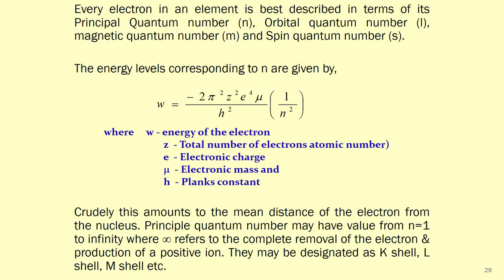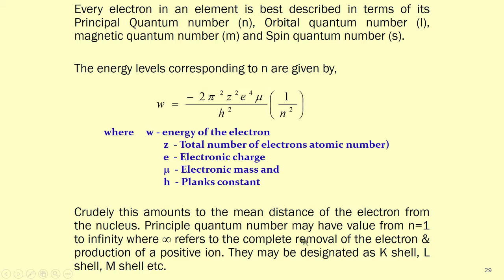So, what does this equation actually mean? Crudely, this energy W that we represent amounts to the mean distance of the electron, where the probability of finding it is maximum, and that distance is measured from the nucleus. So, that is the mean distance at which an electron may be found. The principal quantum number in that equation is denoted by n. The value of n can vary from 1 to infinity. So, n may be 1, n may be 2, n is 3, like that. So, n square becomes larger and larger, and when you divide 1 by n square, the distance becomes more and more.